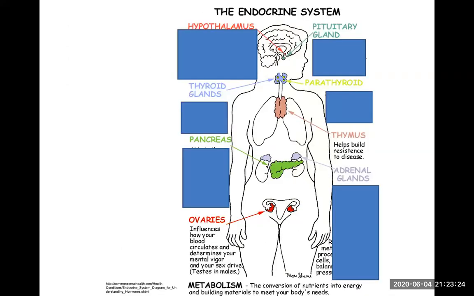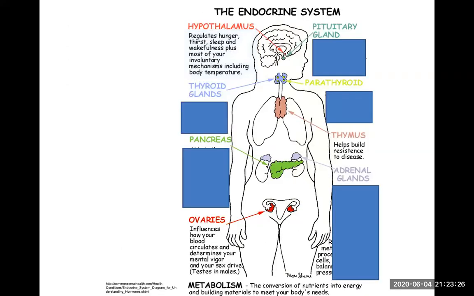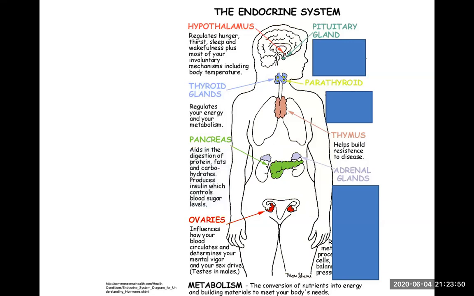A little bit more about the endocrine system. We talked about your hypothalamus. That'll control your pituitary gland, but your hypothalamus also regulates hunger, thirst, sleep, wakefulness, plus most involuntary mechanisms, including your body temperature. Your thyroid gland secretes thyroid hormones, which are important for regulating your energy levels, metabolism, body temperature, and nervous system.